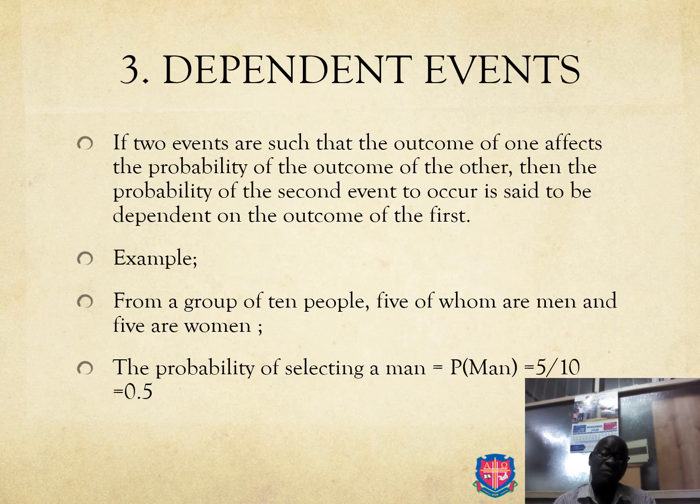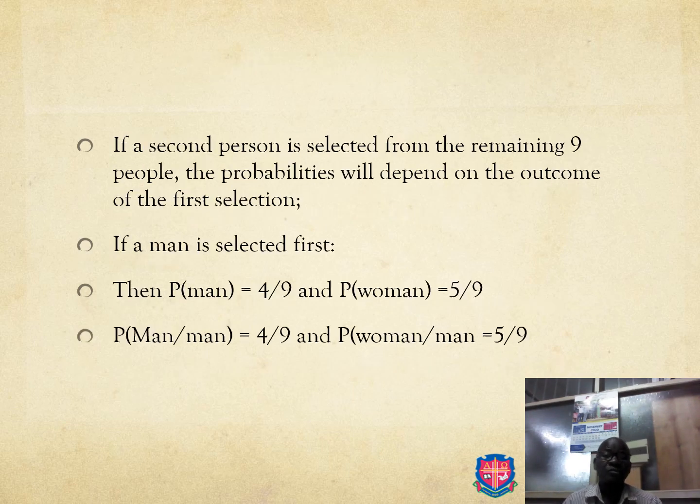Example here, from a group of 10 people, 5 of whom are men and 5 are women. So the probability of selecting a man is 5 out of 10, which is 0.5. And likewise, the probability of selecting a woman is 5 out of 10, which is 0.5. If a second person is selected from the remaining 9 people, the probability will depend on the outcome of the first selection. So if you select a second person from the group of 10, 5 men and 5 women, that will be dependent on what you selected first.